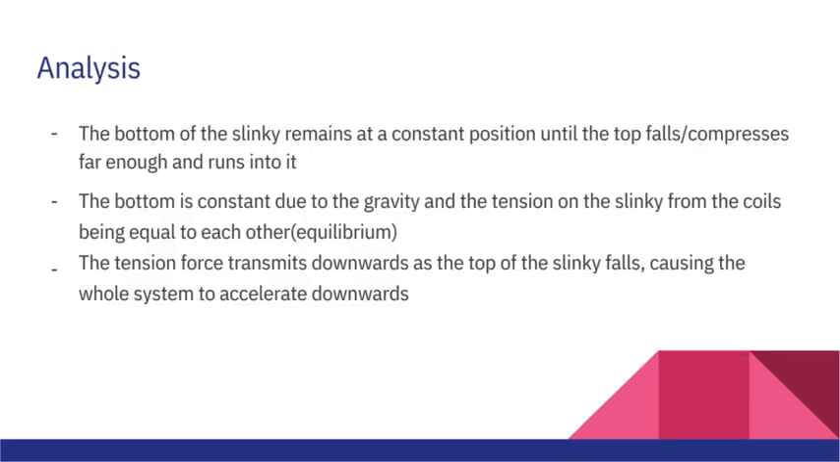And finally, for the analysis, the bottom of the slinky remained at a constant speed until the top falls and compresses far enough and runs into it. And the bottom is constant due to gravity and the tension on the slinky from the coils being equal to each other. And the tension force transmits downwards as the top of the slinky falls, at which point gravity causes the whole system to accelerate downwards.